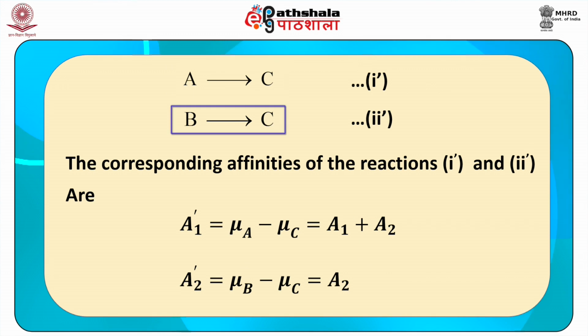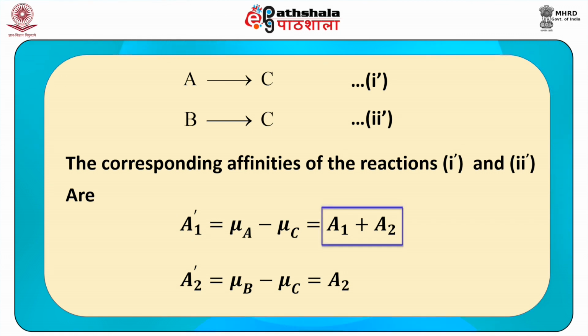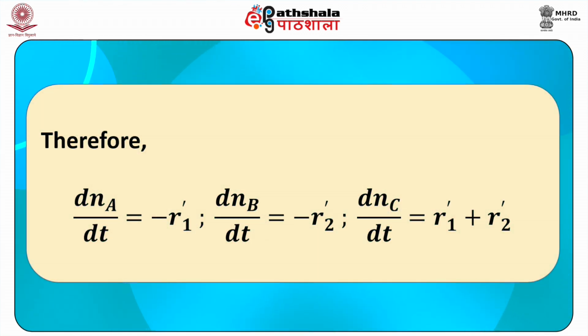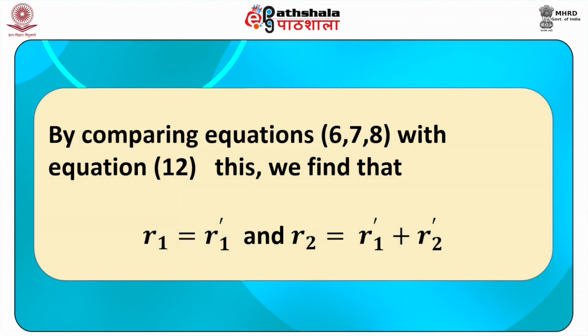Now, consider a different chemical reaction in which A gives C and B also gives C. The corresponding affinities of the reactions 1' and 2' are: for A1 prime it equals A1 plus A2, and for A2 prime it equals A2. Therefore, the change in number of moles of C equals R1 prime plus R2 prime. By comparing equations 6, 7, 8 with equation 12, we find that R1 equals R1 prime and R2 equals R1 prime plus R2 prime.